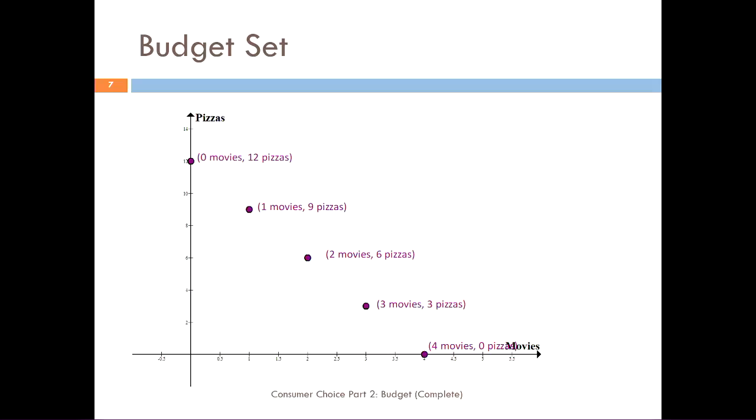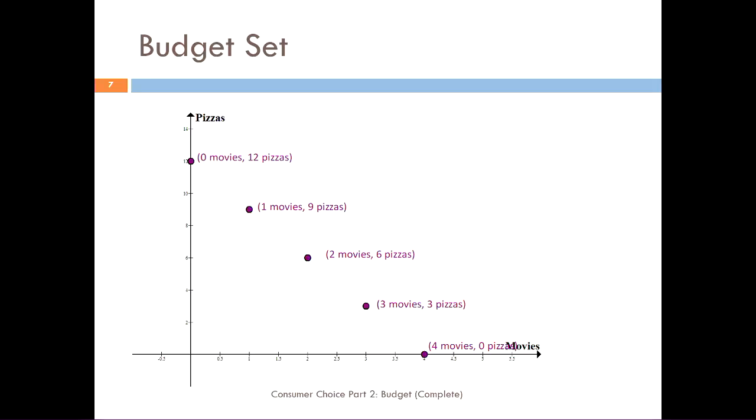All right. So what is your budget set going to look like? Like I said, this part's pretty straightforward. So we saw that you could afford to consume this bundle 0,12, or 1,9, or 2,6, or 3,3, or 4,0. So those are all in your budget set. And remember, we make the assumption that we're allowing fractional consumption. So it's not hard to see that anything in between is also in your budget set.